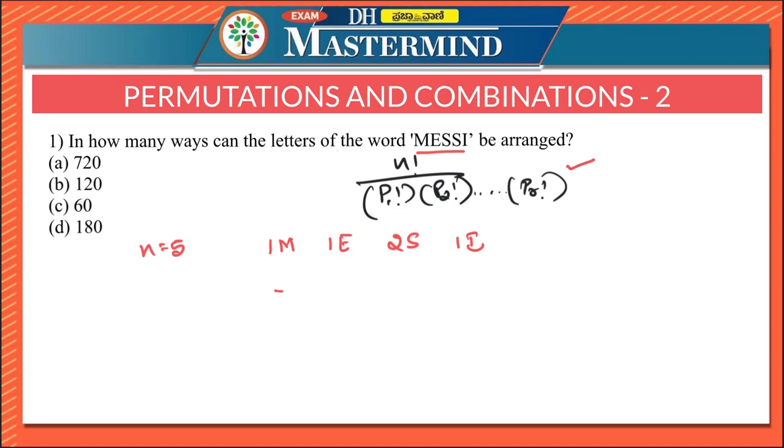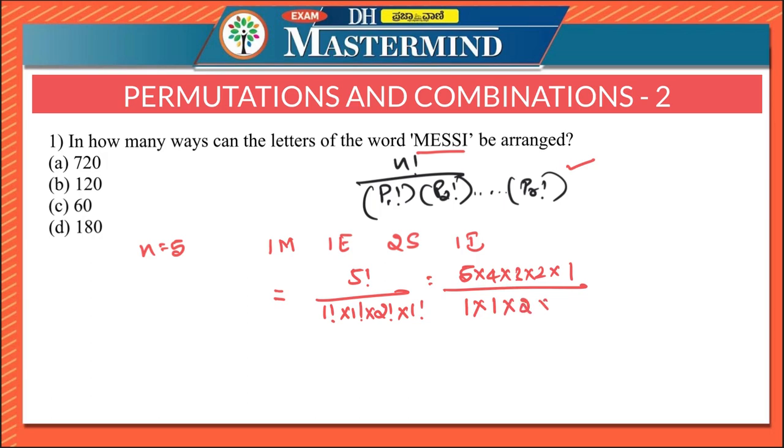Therefore, the required number of ways will become 5 factorial divided by 1 factorial into 1 factorial into 2 factorial into 1 factorial. 5 factorial is 5 into 4 into 3 into 2 into 1. 1 factorial is 1, 2 factorial is 2. So the numerator is 120 divided by the denominator 2, which comes out to be 60. Therefore, the word messy can be arranged in 60 different ways. The right answer is option C, 60.